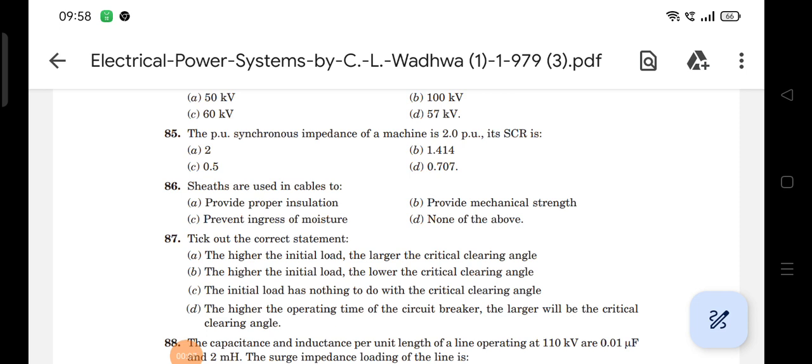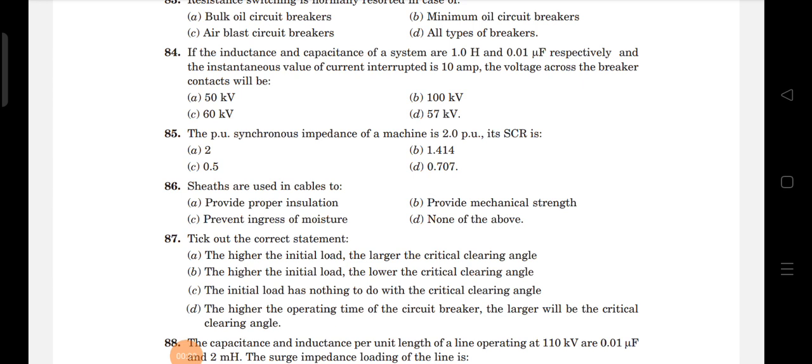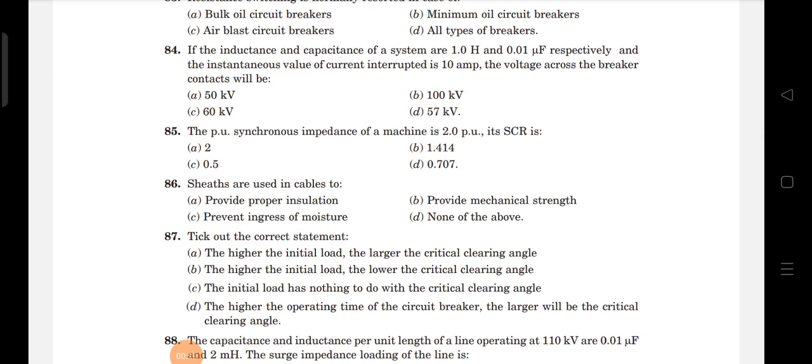Okay, the sheaths are used in cables. In the case of underground cables, first we place a conductor. On top of the conductor, we place an insulation. On top of the insulation, we place a sheath. The purpose of the sheath is that it acts as a mechanical protection device and prevents the entry of moisture and air. That means the second option is correct.